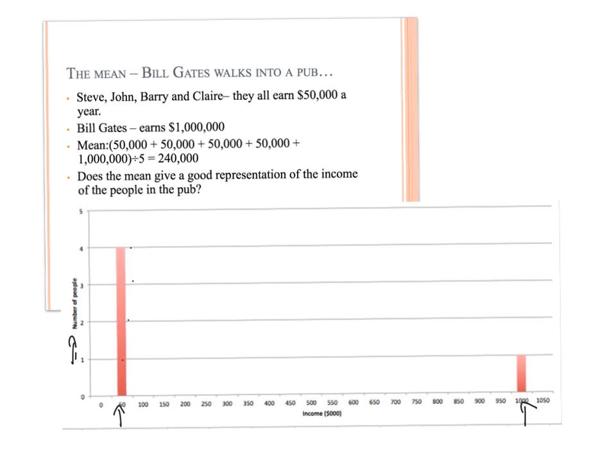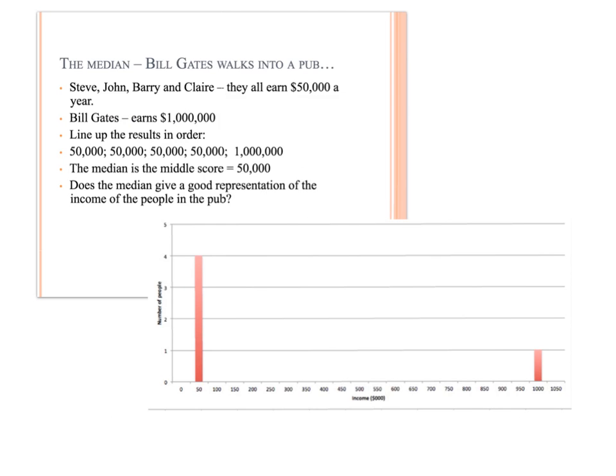If we worked out the mean, adding them all up and dividing by 5, would we get an answer that is representative of the people in the pub overall? Well, the mean of all these incomes is 240,000, which is about here. Is that a good representation of the people overall? Well, I would argue that it's not. In this situation, we might think about using the median.